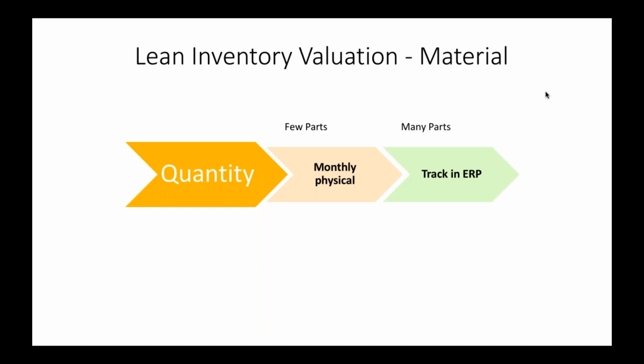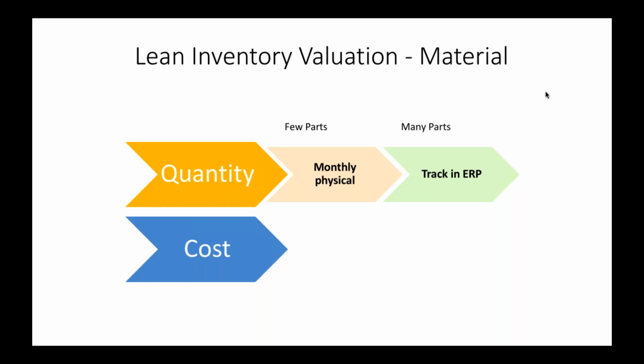If you have many parts, which I think it's safe to assume most manufacturing companies fall in this category, it is better to maintain your quantities on hand in your ERP system. Because if you tried to get rid of material quantity in an ERP, you have to find some other methodology to track quantities, which might be Excel spreadsheets, but that would be very, very cumbersome and complex. So keep your ERP system with quantities. So that's how we deal with the quantity piece.